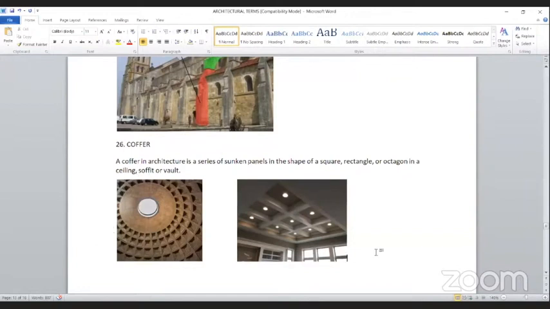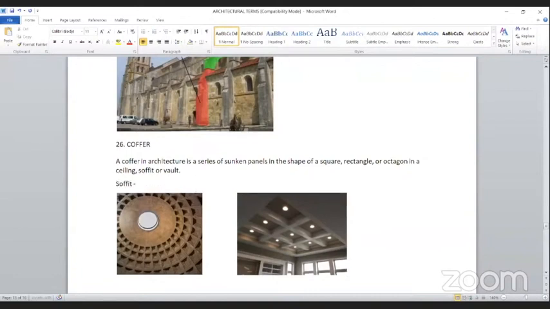Ma'am, can you explain soffit again? Soffit is the underside of an arch, balcony, or overhanging eaves. The underside that you can see in an arch, which you cannot see from the front, that is soffit. That also can be used in coffers. Okay, understood? Yes, ma'am.